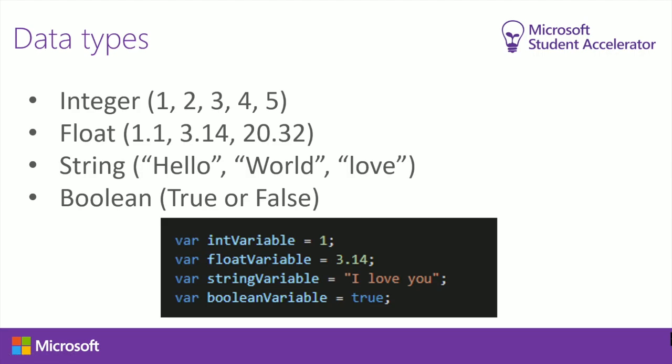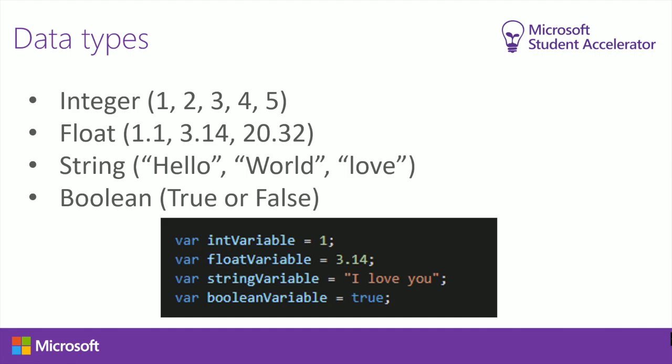A floating point data type is any number with a decimal in it. So 1.1, 3.14, 20.32, 60.3. Those are all floating points.